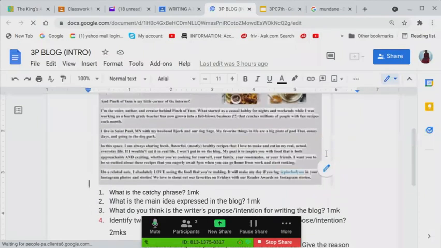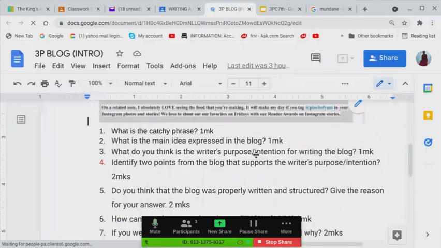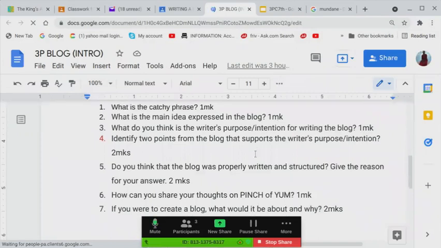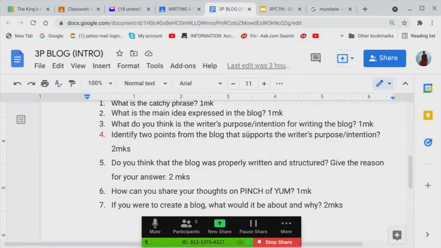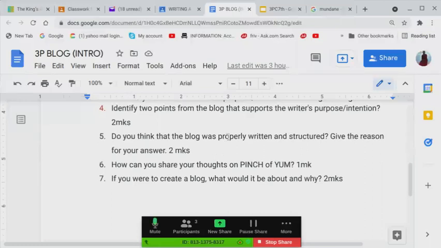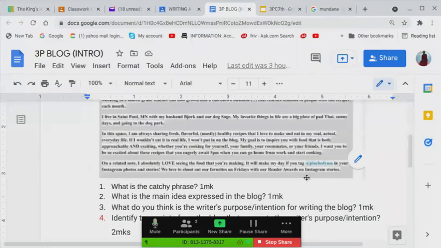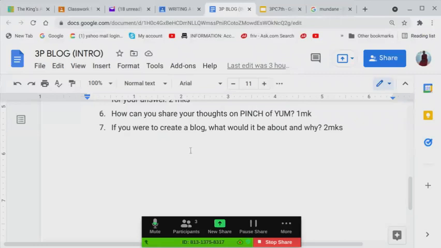What is the catchy phrase? What's the main idea expressed in the blog? What do you think is the writer's purpose or intention for writing this blog? Write 2 questions on the blog that support the writer's purpose or intention. And number 5, do you think that the blog was properly written and structured? You're asked to say yes or no and give the reason for your answer. And then 6 now, how can you share your thoughts on pinch of yum? So you have to go back to the passage for that particular answer. And if you were to create a blog, what would you blog about and why? So that's it.